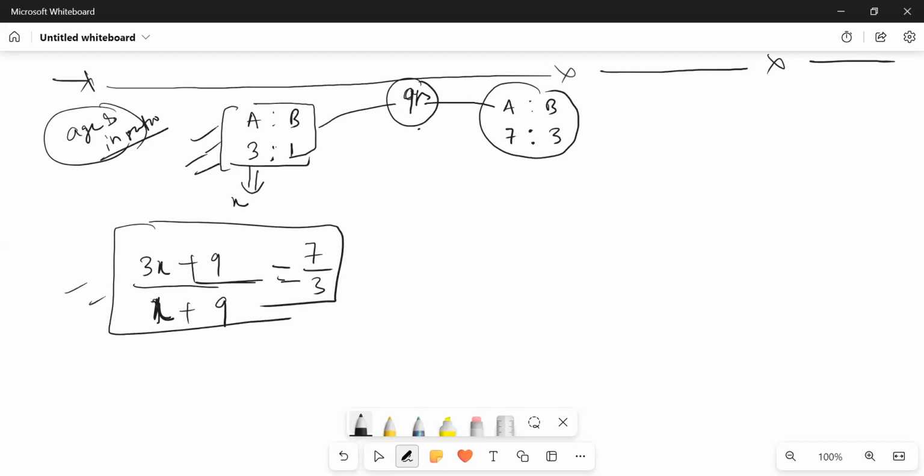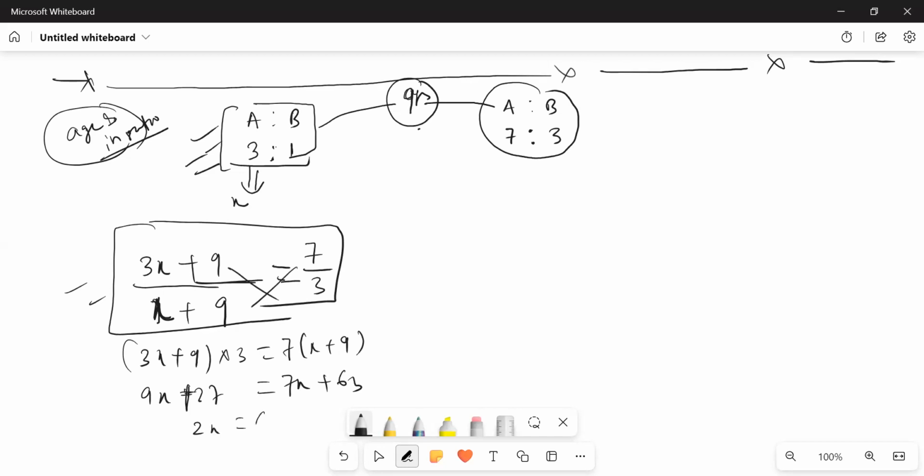You can just solve it for x. (3x plus 9) into 3, cross multiplication aap karoge, and 7 into (x plus 9). So, 9x plus 27 will become 7x plus 63. And then 2x is equal to 63 minus 27, which is what? 36. x is equal to 18.